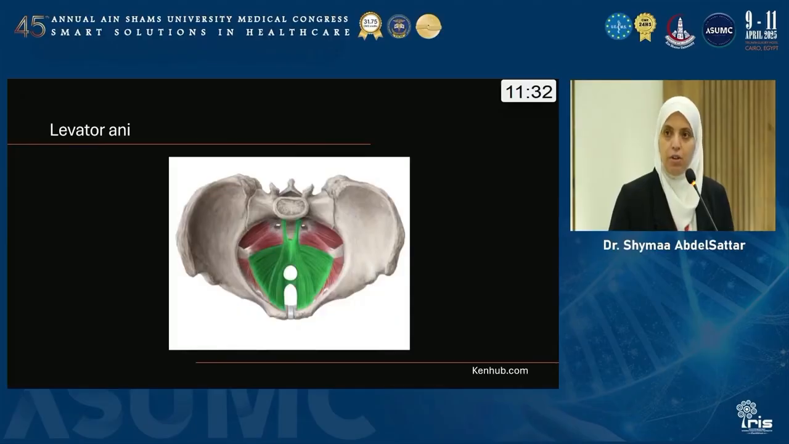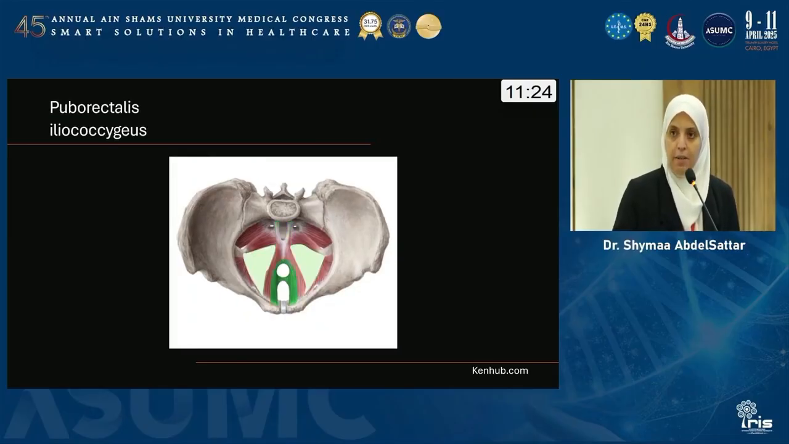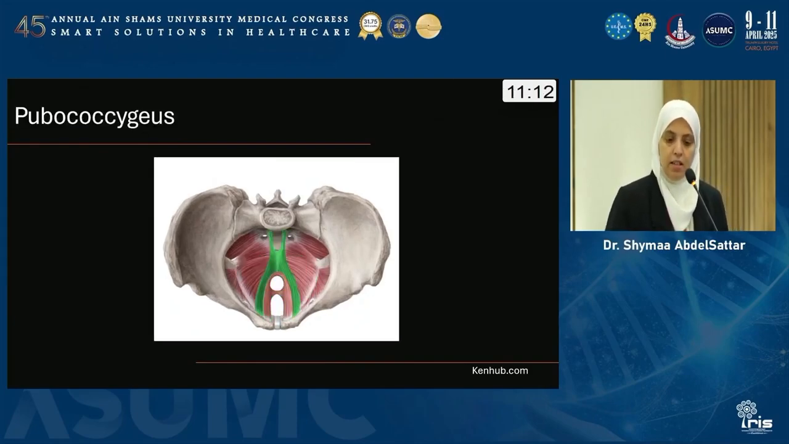Pelvic floor anatomy, as we all know, starts with the levator ani muscle, the main muscle of the pelvic floor. It's formed of various subdivisions. Puborectalis is the main muscle of the pelvic floor surrounding the rectum and the anorectum, and the iliococcygeus muscle is here in light green. Puborectalis is in dark green, and pubococcygeus is also surrounding the puborectalis.